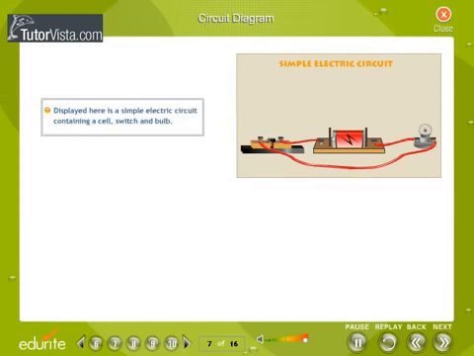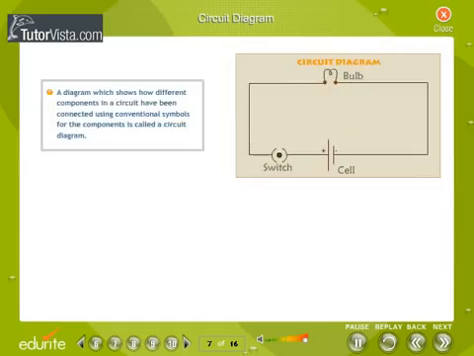Circuit diagram. Displayed here is a simple electric circuit containing a cell, switch, and bulb. It is tedious to reproduce such electric circuits. To save time and to avoid confusion, electric components like cell, switch, and bulb are generally represented with standard symbols. A diagram which shows how different components in a circuit have been connected using conventional symbols for the components is called a circuit diagram.